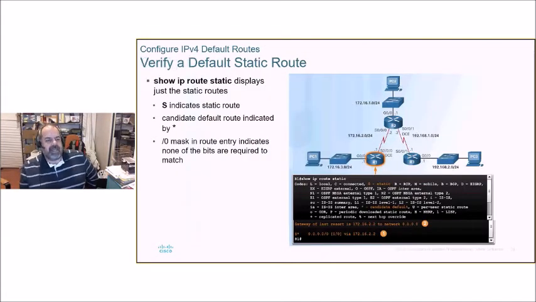Now, so you can show IP route static, and it will show you the default route as an S. And of course, it also has the star, which says it's a candidate to be the default route. And if you see a gateway of last resort is something, that means that you do have a default route. If there's no default route, it will say gateway of last resort is not set.